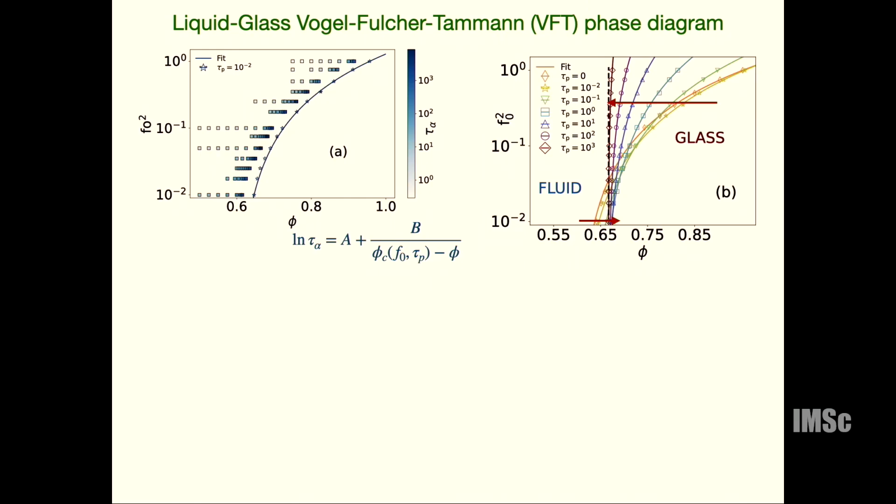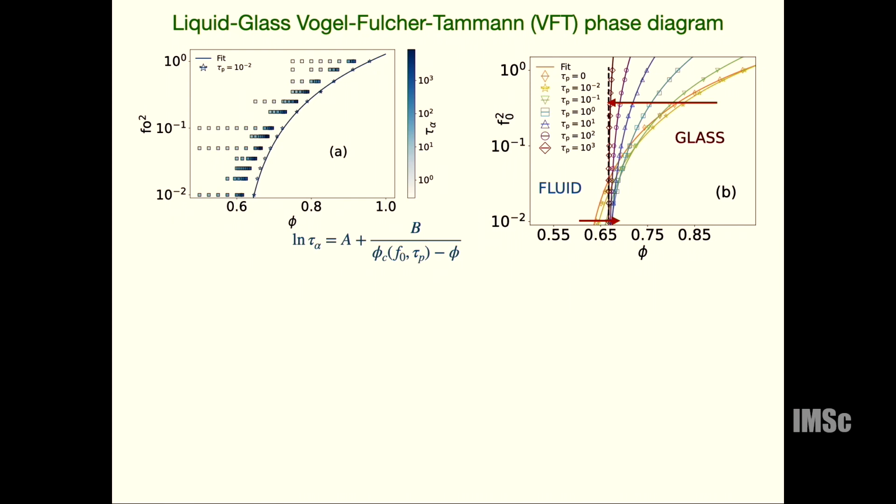So we first wanted to understand what is the phase diagram of the system and to understand in which regime we are. So what we do is take a particular value of tau p, and then for a fixed F naught, we increase phi and obtain the relaxation time.